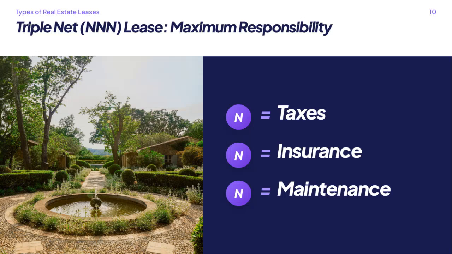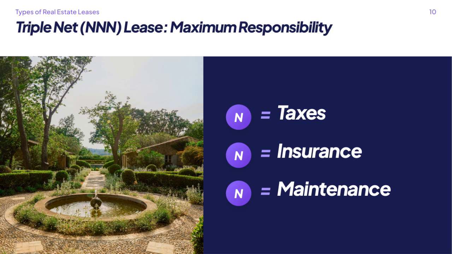Here we're focusing on the triple net lease, often abbreviated as NNN lease, which represents the maximum level of responsibility for the tenant. In this type of lease, the tenant is responsible not just for the base rent, but also for three key expenses: property taxes, insurance, and maintenance costs. The three N's stand for these three components. So, when you see NNN lease, remember that the tenant handles taxes, insurance, and maintenance, making it quite comprehensive compared to other types of real estate leases.